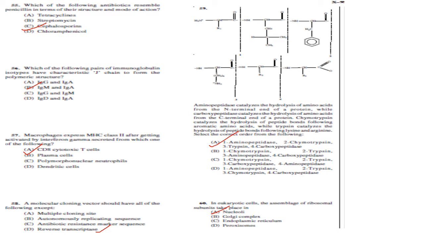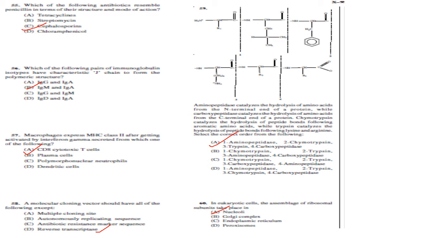Then which of the following pairs of immunoglobulin isotypes have characteristic J chain to form the polymeric structure? So it is IgM and IgA. They are having the characteristic J chain. Answer is option B. Then macrophages express MHC class 2 after getting activated by interferon gamma secreted from which one of the following? That is CD8 cytotoxic T cells.